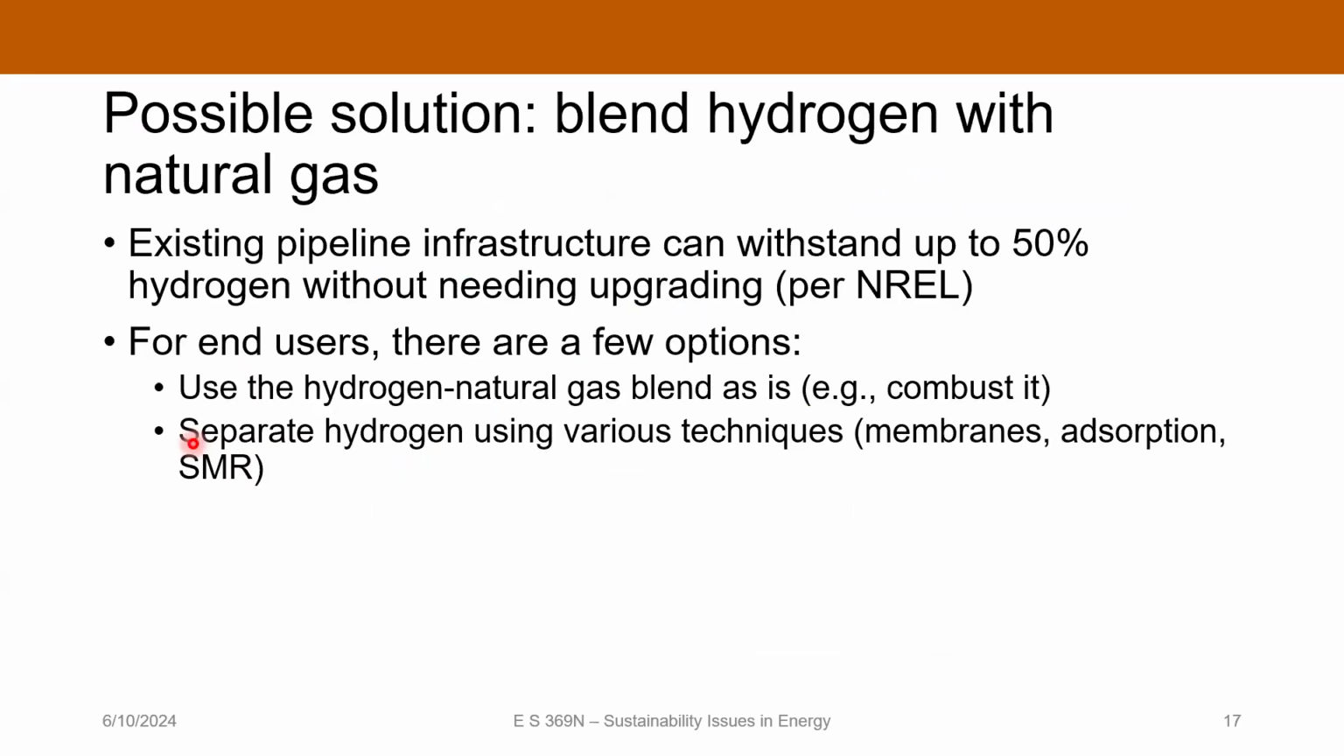One thing you can do, regardless of the type of pipeline, is that if you want to use existing infrastructure, it probably makes sense to try to blend hydrogen with natural gas. NREL, the National Renewable Energy Laboratory here in the US, estimates that our existing pipelines can take up to 50% hydrogen mixture without any type of upgrade. So that's pretty good. The issue then is that what you're delivering to your end users is a mixture of hydrogen and natural gas.